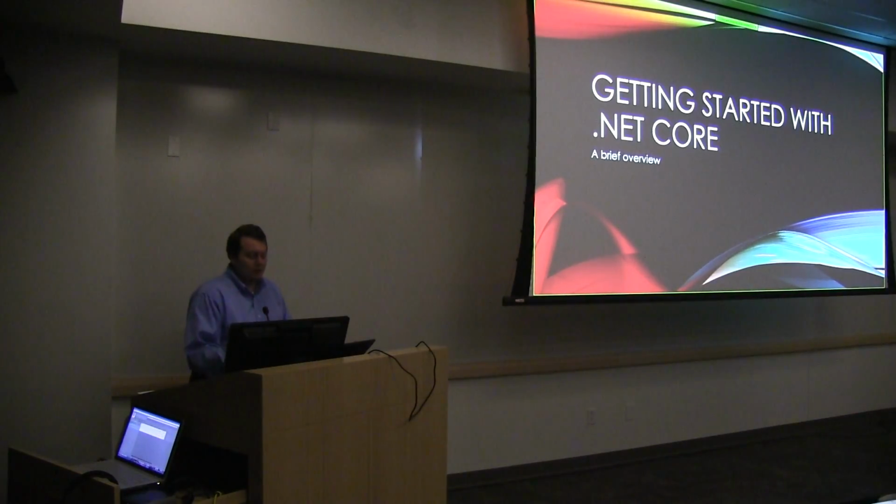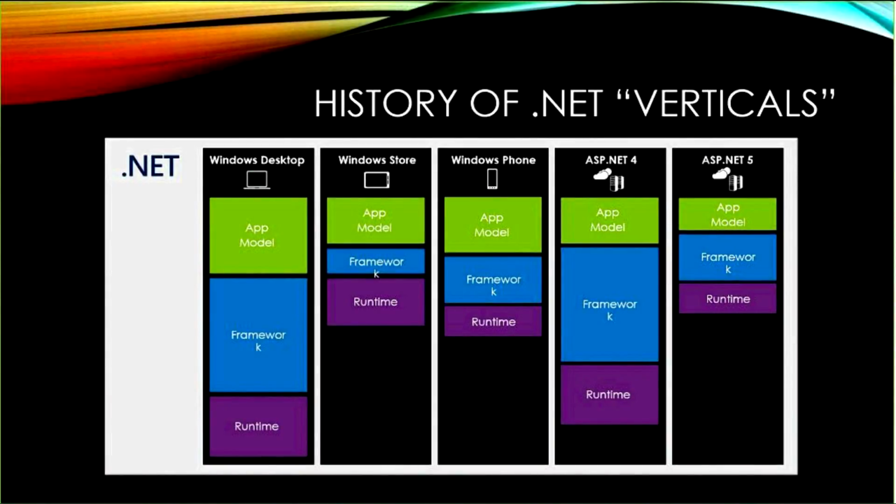So, a brief overview of the history of .NET. Previously in the .NET world, every time they went to support something new, they would create a whole new stack. You have a Windows stack, a Windows Store stack, a phone stack, .NET 4, .NET 5, and internally at Microsoft each of these had individual runtimes and individual frameworks.